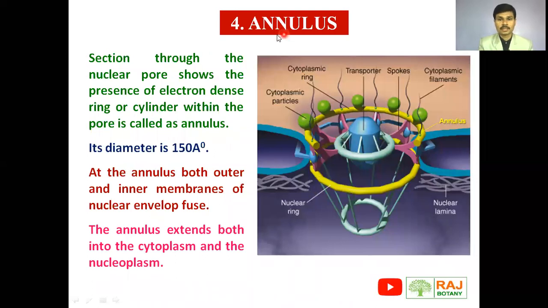Let's see the annulus. Here we can see the annulus, this yellow structure, one ring facing toward the cytoplasm and one ring facing toward the nucleoplasm. And here is the nuclear lamina. If we check the section through the nuclear pores, we can see the electron dense ring or cylinder within the pore, which is called the annulus. Its diameter is 150 angstrom. It has both outer and inner membrane, at which the outer and inner membrane of the nucleus fuse at the annulus.